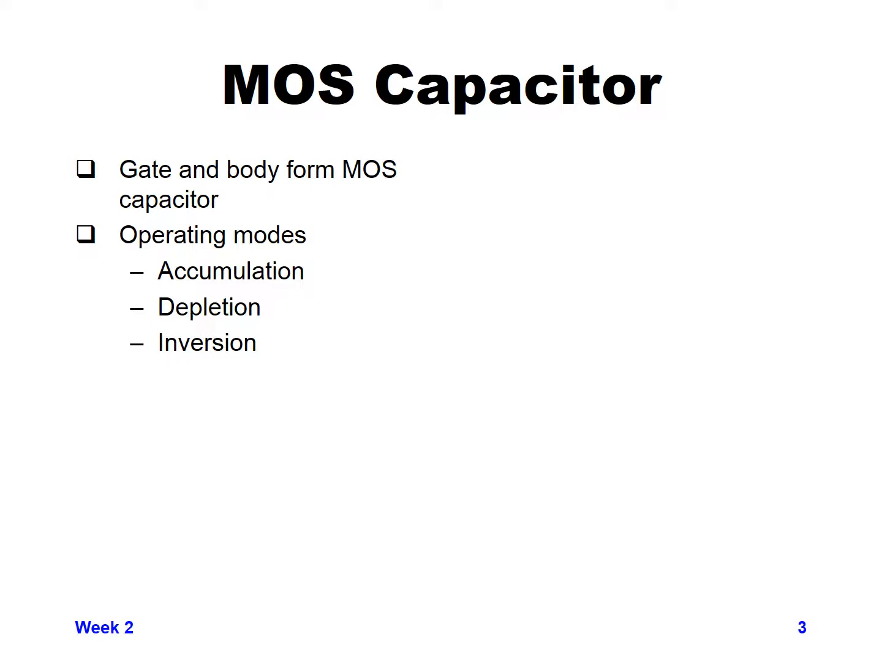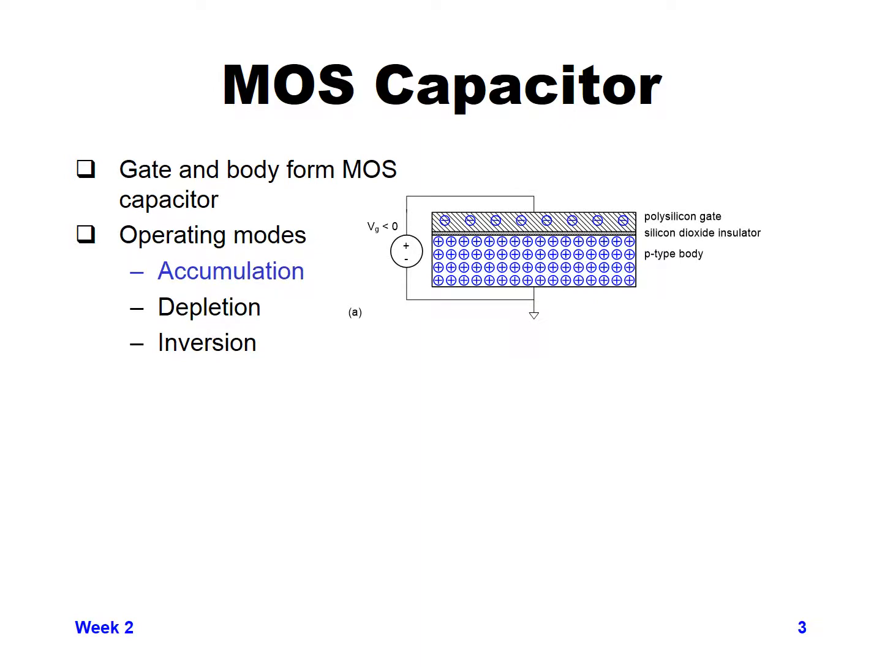So if we have a MOS capacitor, which is our gate capacitor, basically from the gate we have an oxide, and then we have the body or bulk of the device, and that forms our MOS capacitor for our transistor. And we have three operating modes. So here I'm showing the bases. We have our polysilicon gate, silicon dioxide insulator between that, and this is showing if we had an NMOS device, we'd have a P-type body underneath the gate.